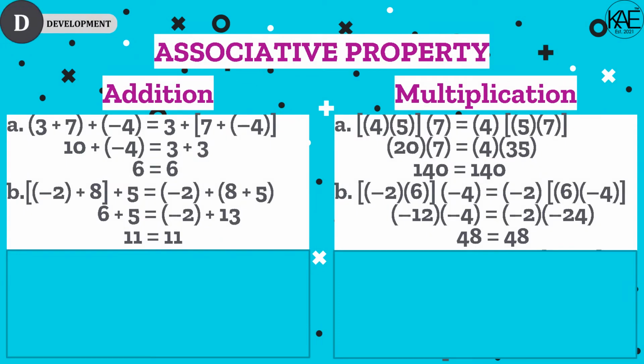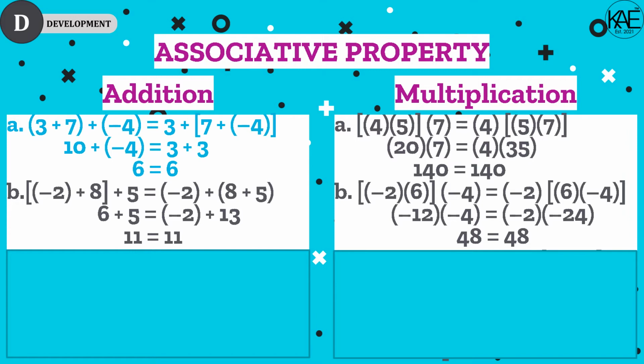Let us first have the examples for addition. Letter A example, the quantity of 3 plus 7 added to negative 4 is also equal to 3 plus the quantity of 7 plus negative 4, which will give us 10 plus negative 4 is equal to 3 plus 3. Answers: 6 is equal to 6.